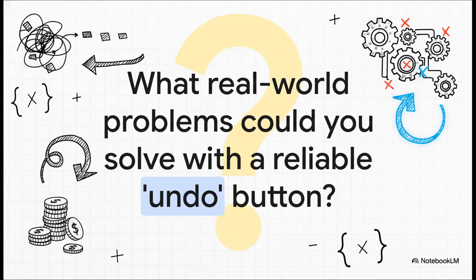And that kind of leaves us with one last thought. We've been talking about this mathematically, but just think bigger for a second. From unscrambling a secret message to reversing a complex financial error, or even correcting a glitch in a control system, what real-world problems could you solve if you had a totally reliable undo button?